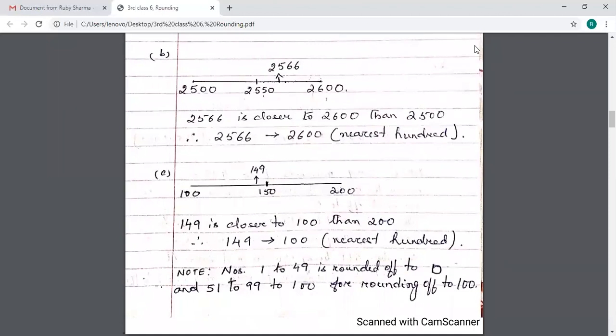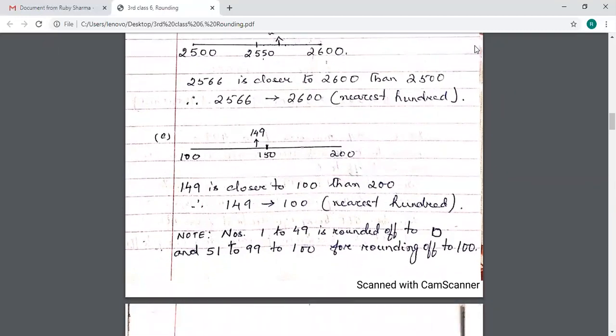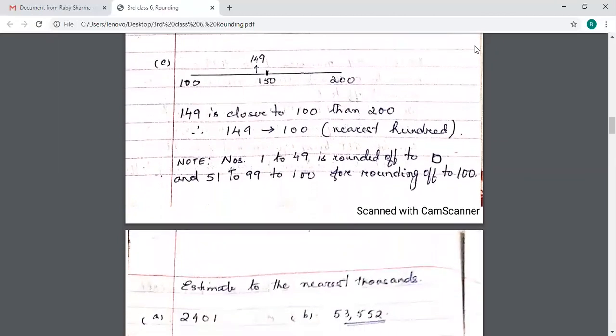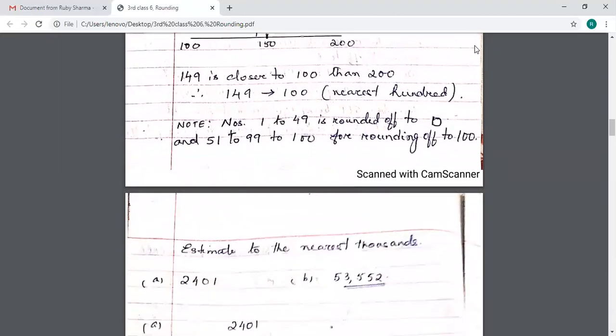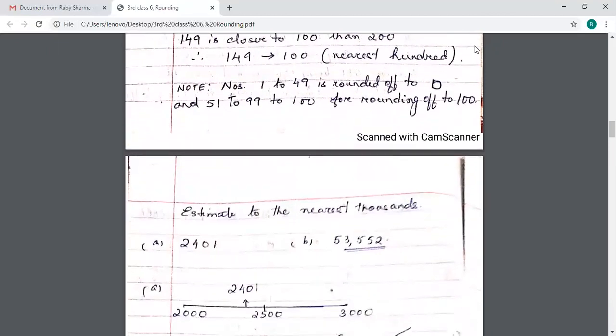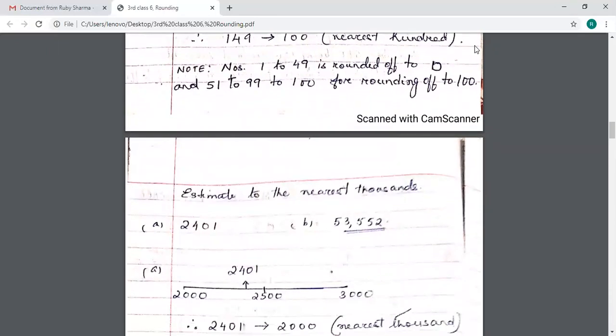2566. So here we check between which hundreds it lies, that is 2500 to 2600. Then we find the midpoint and we see that 2566 is to the right of the midpoint, that it is closer to 2600. So it is rounded off to that number. Similarly, we have this: 149 is rounded off to 100. So accordingly, I've already told you 1 to 49 is rounded off to 0 and 51 to 99 is rounded off to 100.